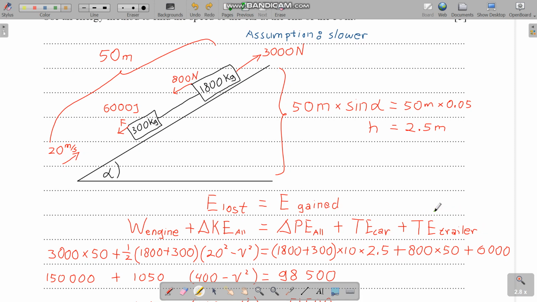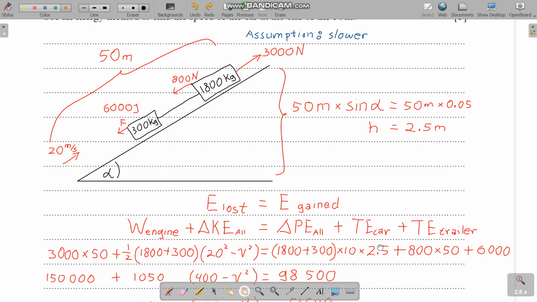Now we plug in the values for the work done by the engine. This is the engine force times the distance, work done by the engine. For the delta KE, because this is of all, we use the mass of all. For the V squared, we have 20, and we don't know the velocity here, that's what we're looking for. For delta PE, mgh, the total mass, g, and for the h we have to use the vertical height, which is the 2.5. And for the work done by the resistance force on the car, the thermal energy of the car, the resistance force times distance, that's the work done by the resistance force on the car. And the work done by the resistance force of the trailer is given in the question, it is 6,000.